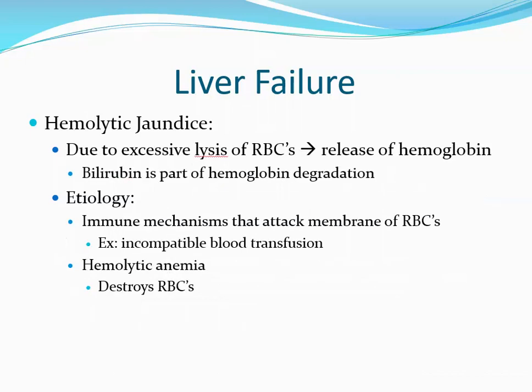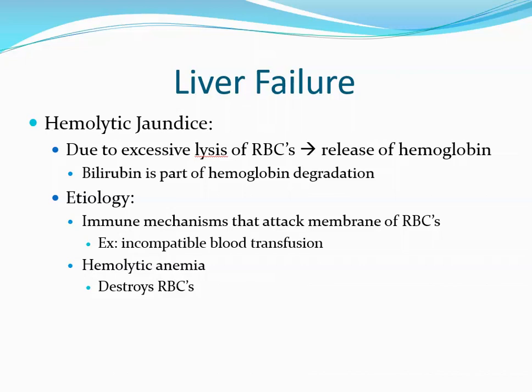We'll first look at the hemolytic form of jaundice. This is due to excessive lysis of red blood cells. This lysis of red blood cells results in the release of hemoglobin. Bilirubin is a product of hemoglobin breakdown. Bilirubin will then become conjugated to another compound to make it less toxic and more water soluble, so it can be excreted by the kidneys.